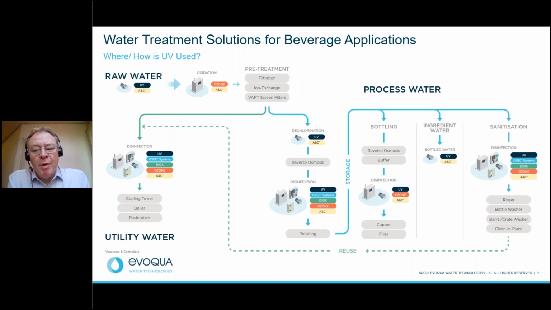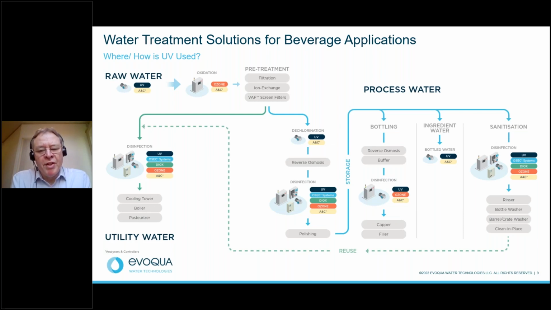So UV at each step of the process can ensure that the water is microbe free, and this would apply to the bottling plant, washing and rinsing processes, and also ingredient water. And again, where CIP is used, any water used to flush the lines post CIP can be treated with UV to prevent reintroducing contamination.